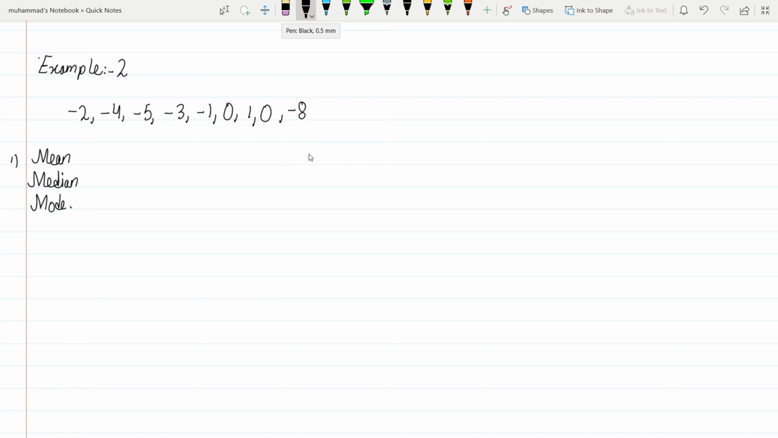First you have to find the mean. Just add all the data values. Then -4 plus, again the value is negative, so you have to use the bracket. Just write it like this because the negative sign is with the number.